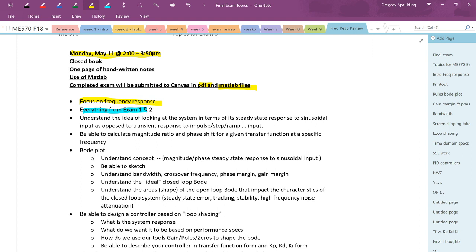It probably won't have any problems associated with root locus, and I'm not going to have a modeling problem on this exam. And so it's going to be focused on the frequency response.